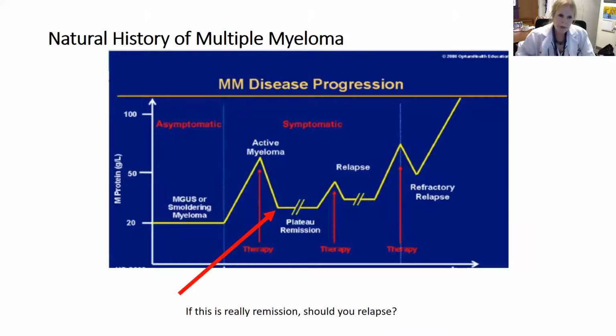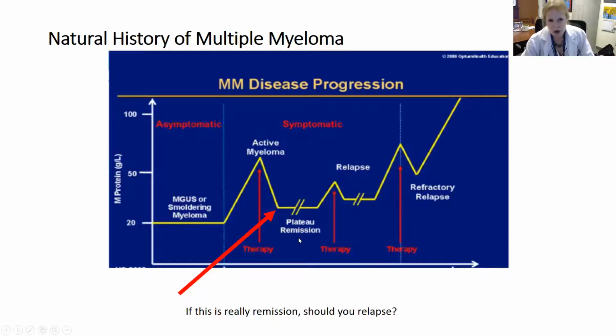So I'm sure everybody or many people have seen a slide like this that is basically used to sort of stand in for what might happen as you get treated for your myeloma. So basically on the left, we're starting off with smoldering myeloma, and then you get active myeloma enough that we can see it, and then you go into remission.